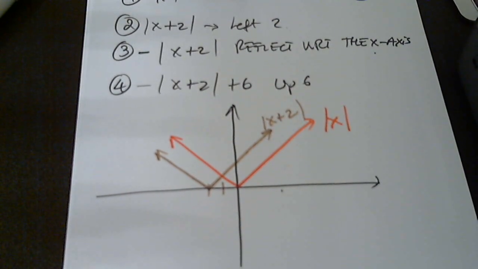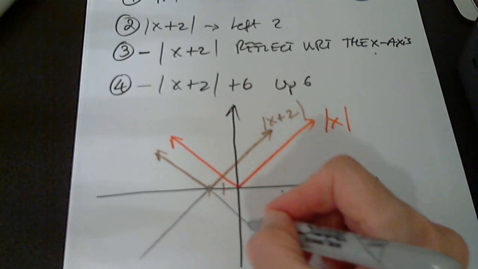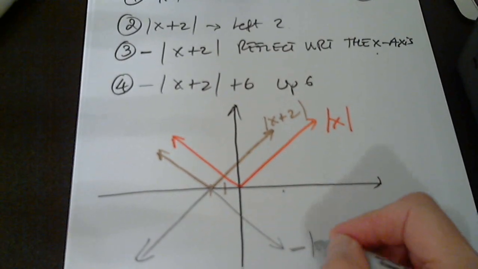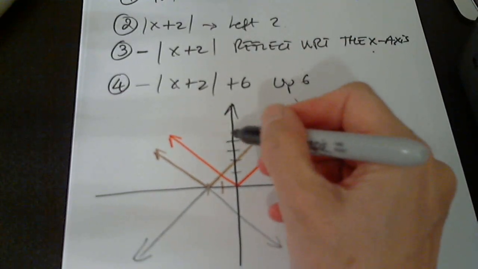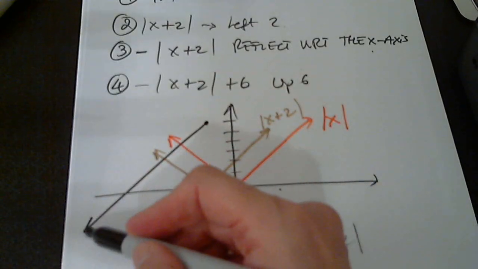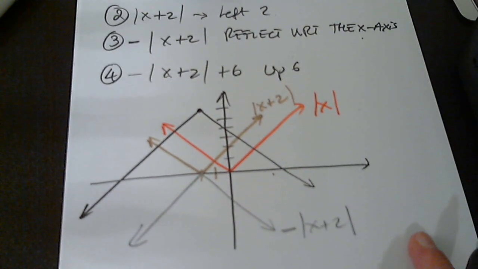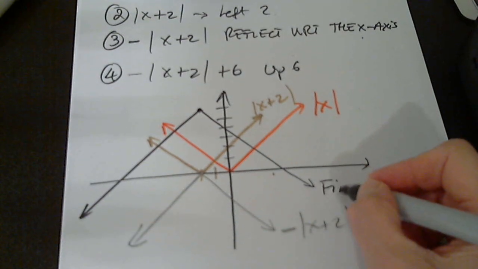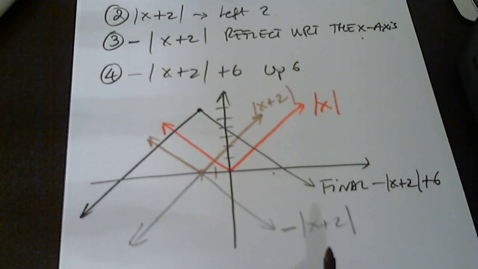Good. Then you told me to reflect. Fine. I will reflect. No problem. And then you told me up 6. Fine. 1, 2, 3, 4, 5, 6. My graph cannot be perfect. We will determine the x and y intercepts algebraically. So this is final, which is negative absolute value of x plus 2, plus 6.